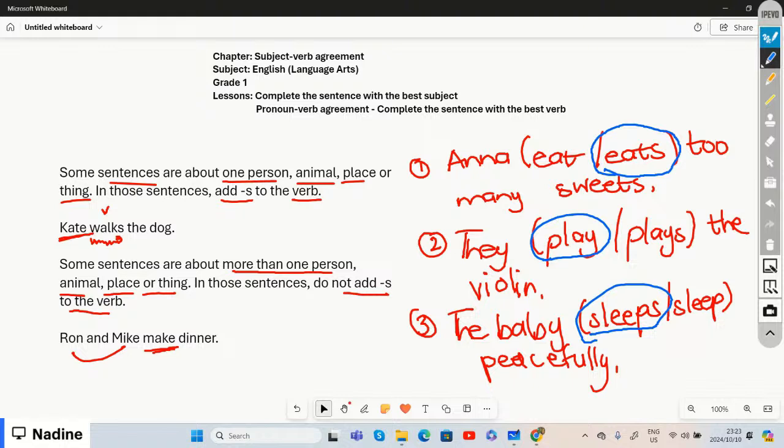If one person, animal, place, or thing does something, then we add an S to the verb. If more than one person, animal, place, or thing does something, we do not add an S to our verb.